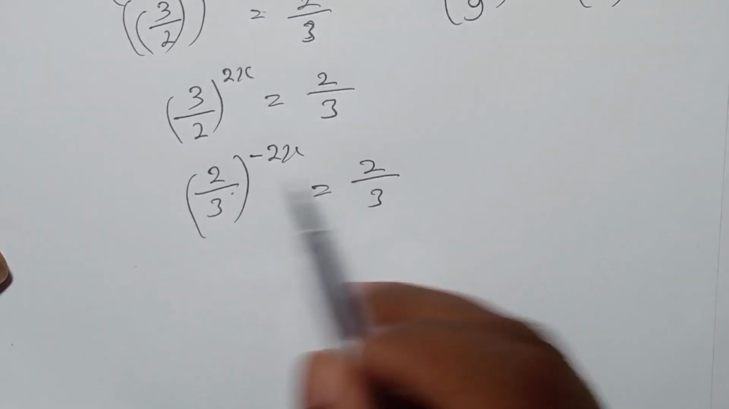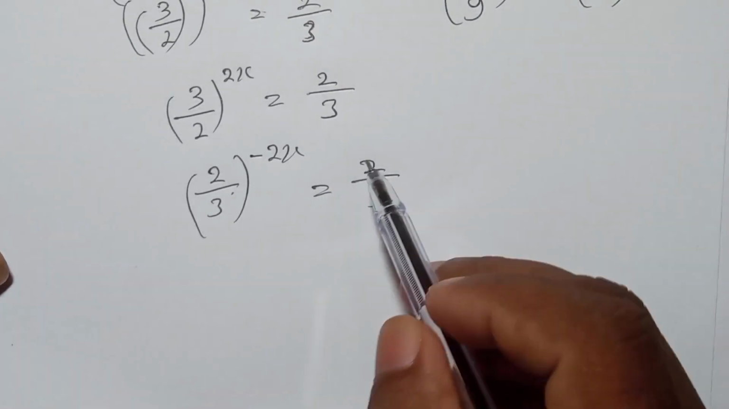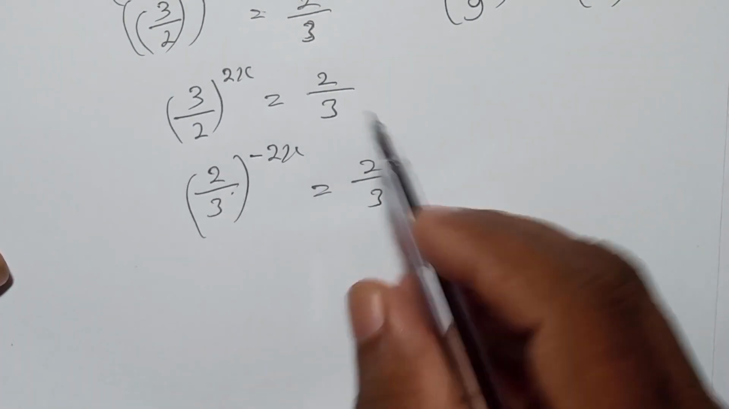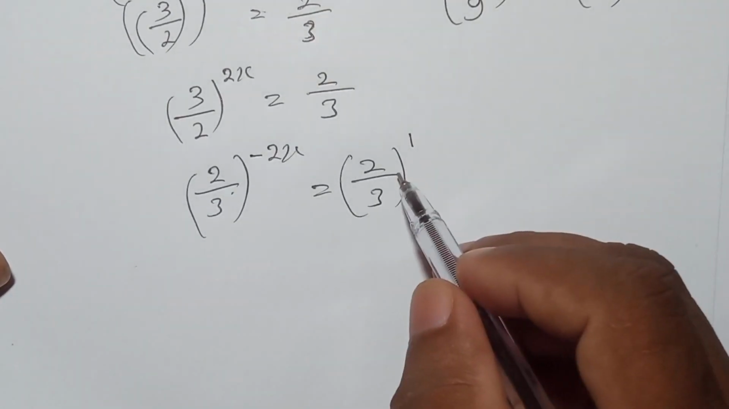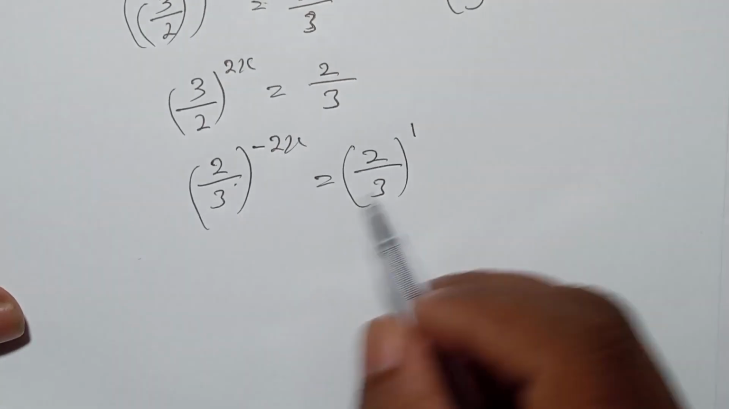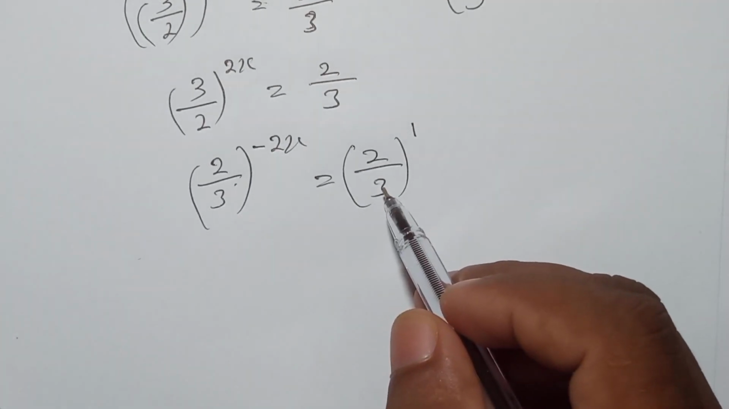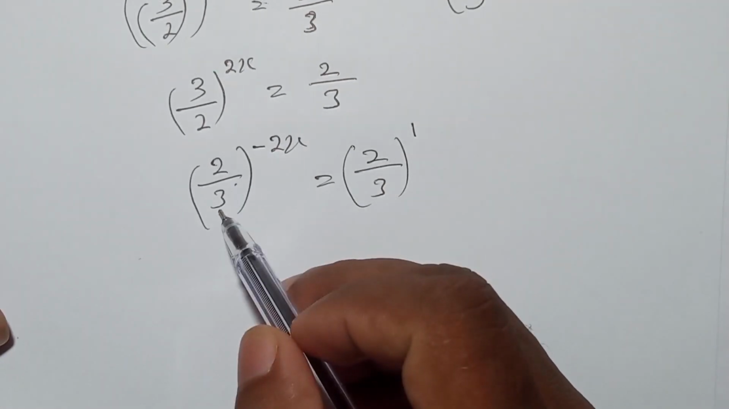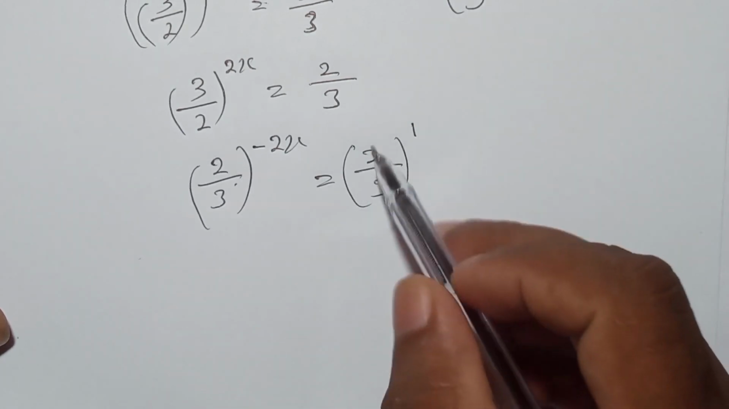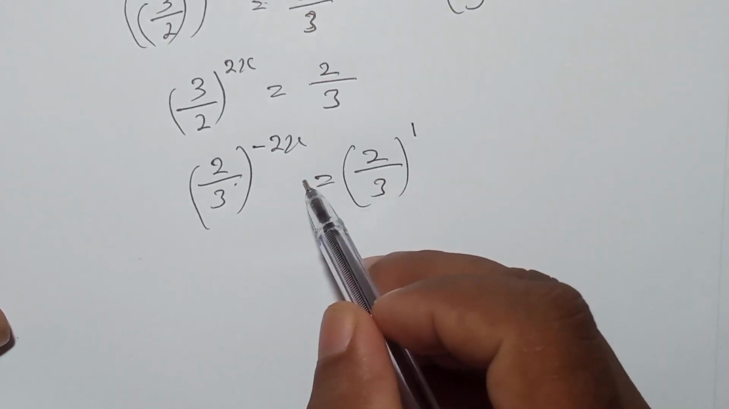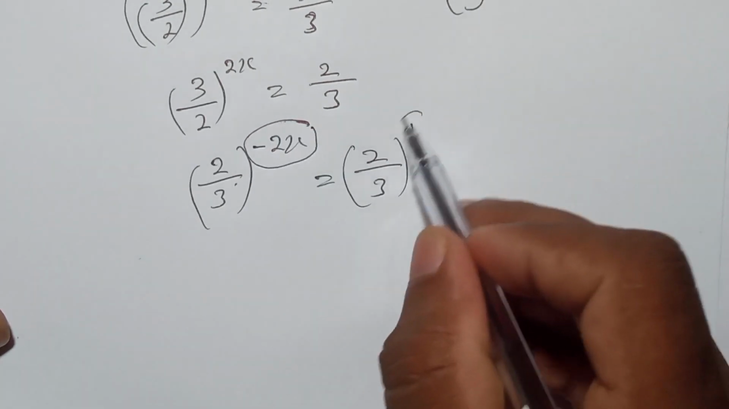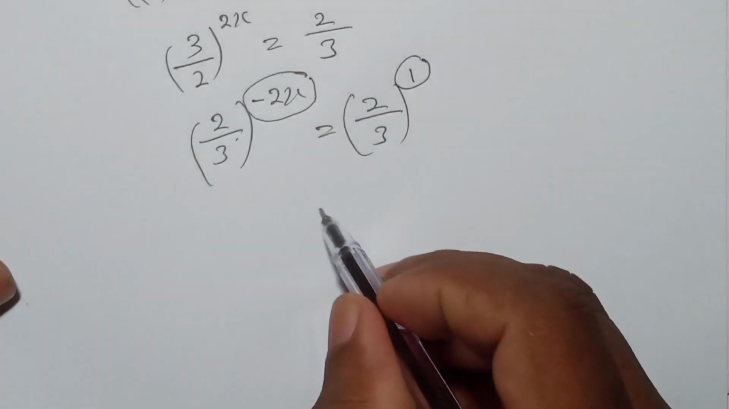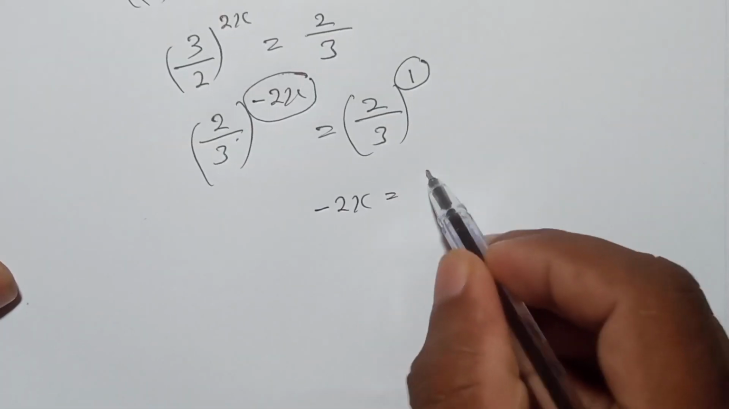Now you can see both sides are the same. Here also 2 over 3, here also 2 over 3, and this one's index you can think of as 1. There's no index now for that, so you can think of it as 1. Okay, now you can tell like the previous question, here also 2 over 3 is the base, and here also 2 over 3, so that means they are equal, no? That means definitely this negative 2x must be equal to 1. So here will be negative 2x equal to 1.